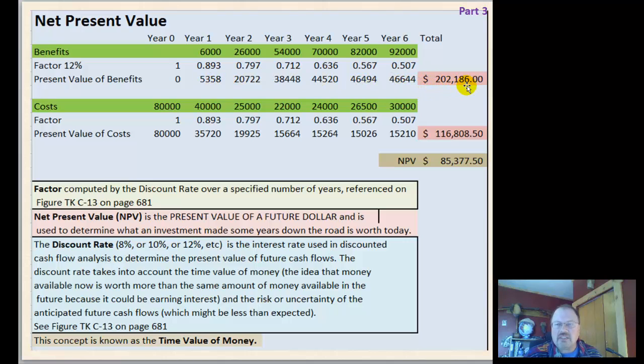It's $202,186. Now the costs, you do the same thing with the costs, and you can factor those out at 12%, and the present value of the costs is all these numbers added together. So our NPV of cost is $116,808. That leaves our net NPV for this particular project at about 80. The benefits minus the costs, so the NPV is $85,377 today.